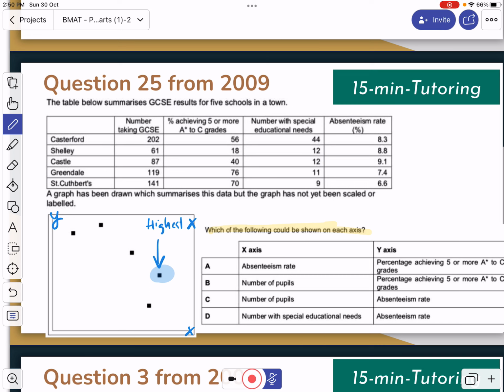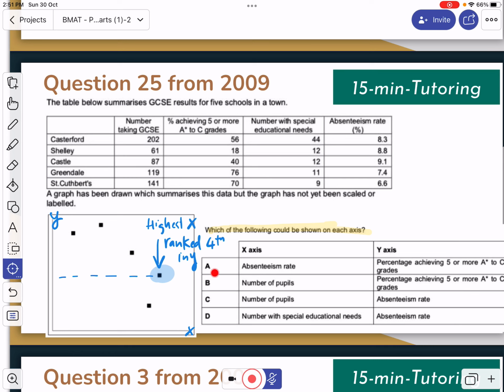However, for the same point, which is the same school, if you look at the Y here, this school is the highest in Y, second highest, third highest. So the blue school, I don't know which one it is yet, but it is ranked 4th in Y. And we will be using this information to rule out or eliminate the incorrect answers.